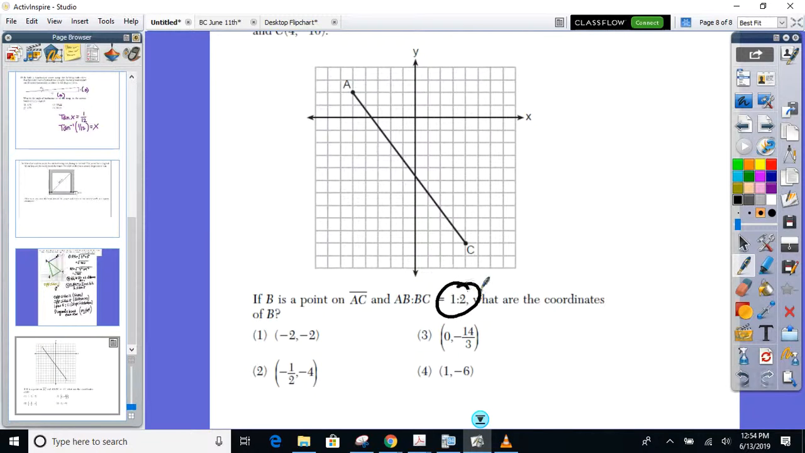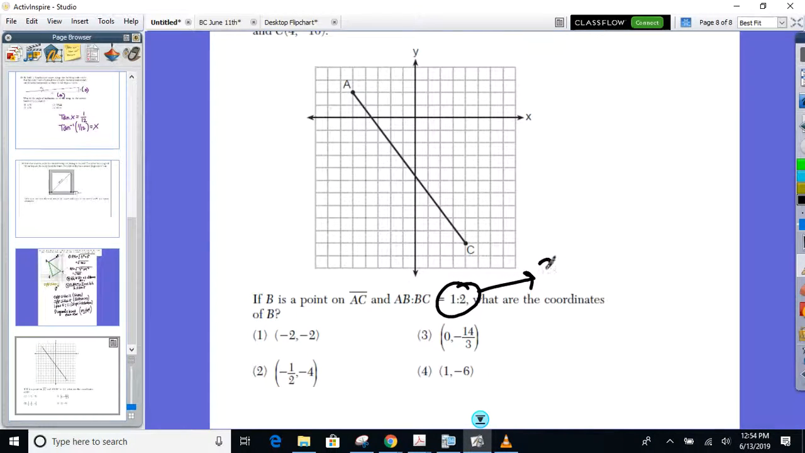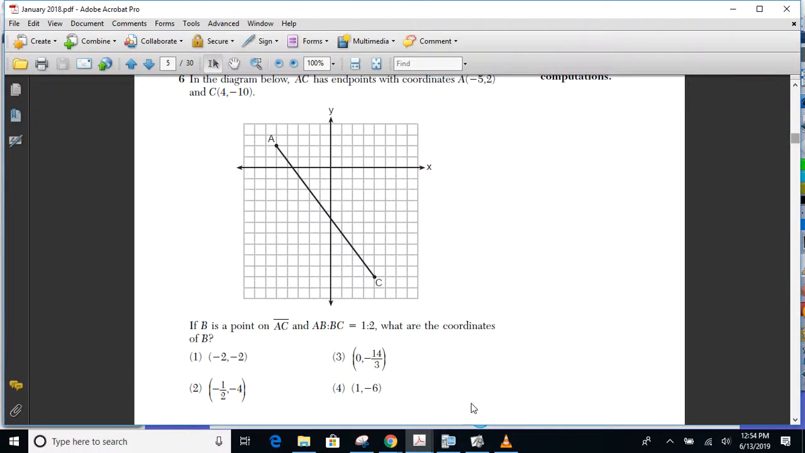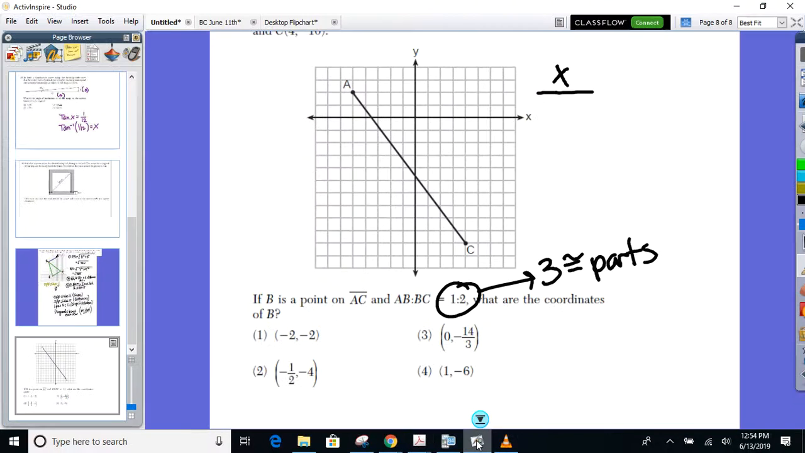Speaking of 1 to 2, that means I'm going to cut it up into how many congruent parts? 3 congruent parts. Starting with the x-coordinate, what's our starting x? I cut it off, but what are our x-coordinates here? -5 to 4. That's a distance of what on the x-axis? 9 units. That's perfect because 9 is divisible by 3, how many we've got to cut it up. So that tells me I go 3 units every time I want to cut it up.